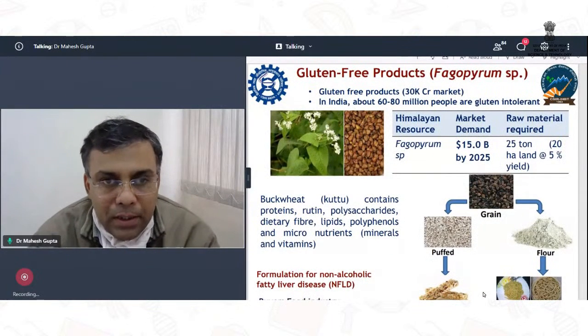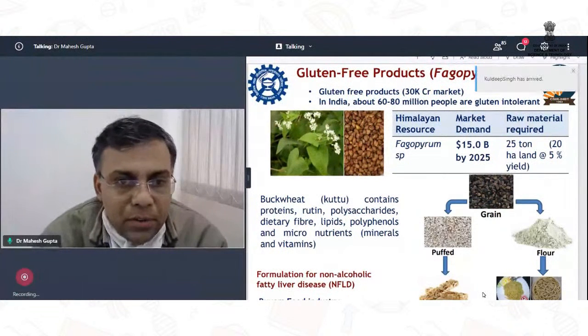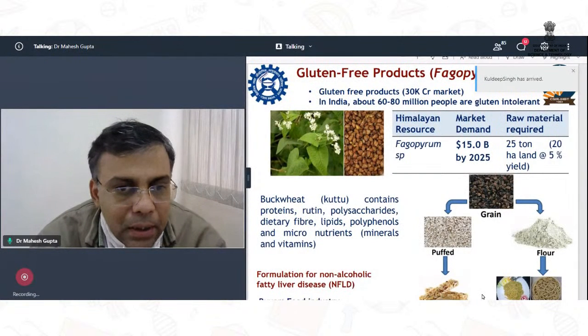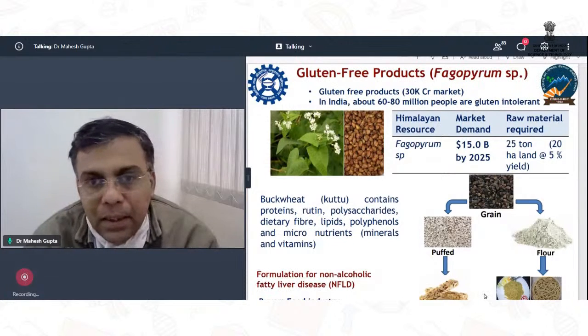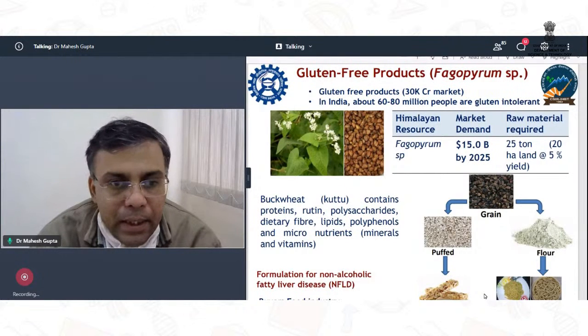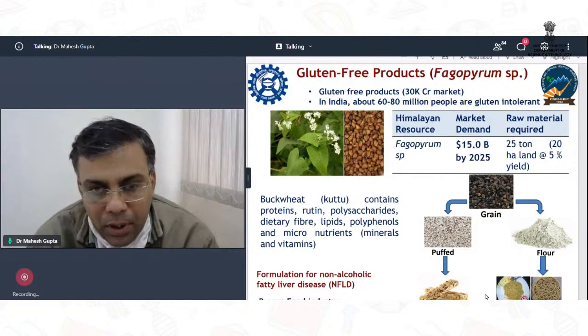This is one product, the gluten-free products we have developed. Buckwheat is a crop only available in the high altitude region. The crop is Fagopyrum esculentum, as well as tataricum. The tataricum variety is grown only in the highest altitude areas and is rich in protein, polysaccharides, as well as fagopyritol. This is an important crop from which we have developed a range of products.